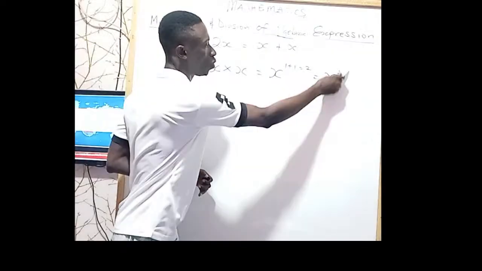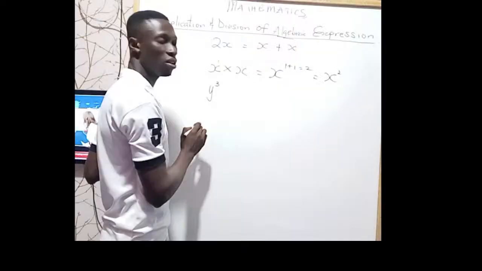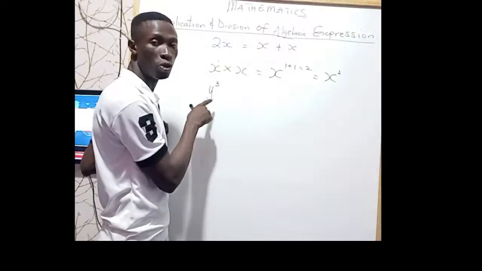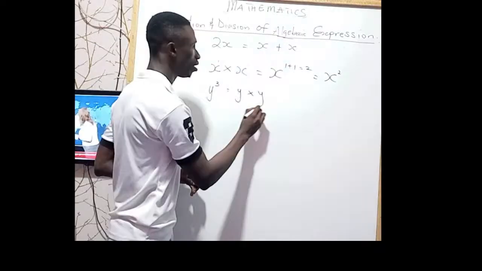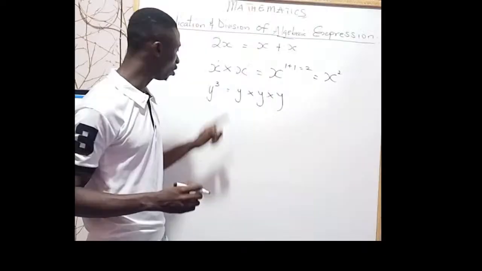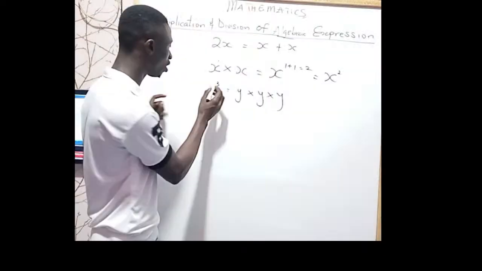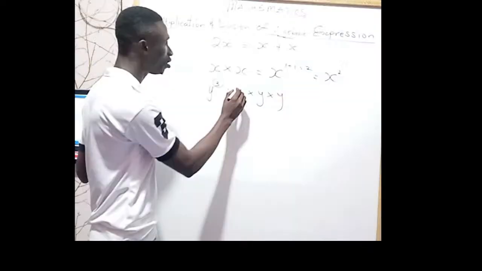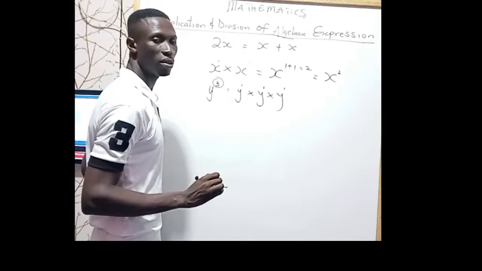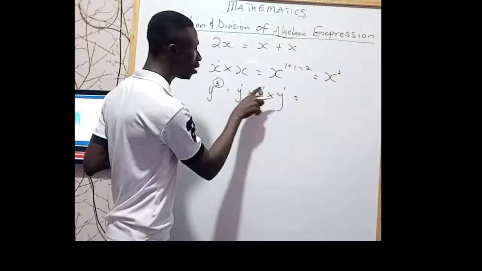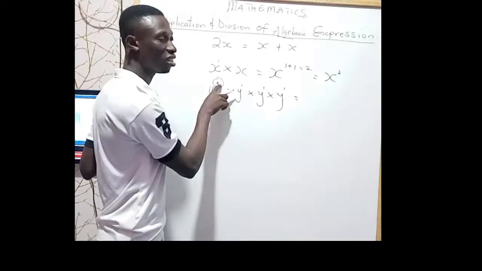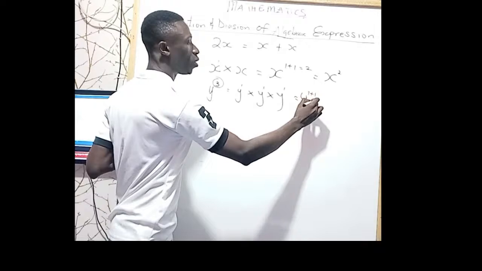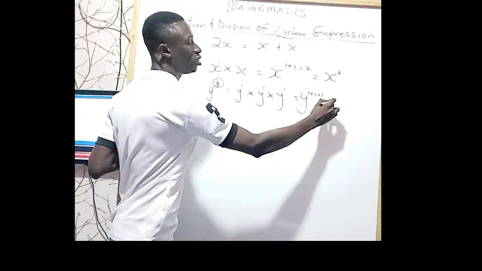That means if I have y power 3, y cubed, that is y times y times y. You see, that's the meaning here. So you see 3: 1, 2, 3. In other words, this is power 1, power 1, power 1. Now, 1 plus 1 is 2, plus 1 is 3. So it's the same as y power 1 plus 1 plus 1, which is the same as y power 3.